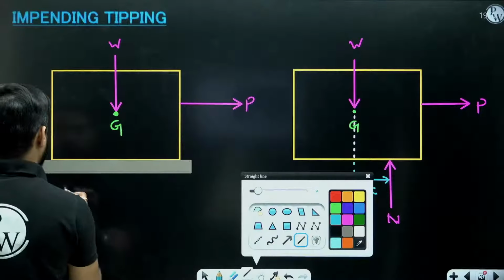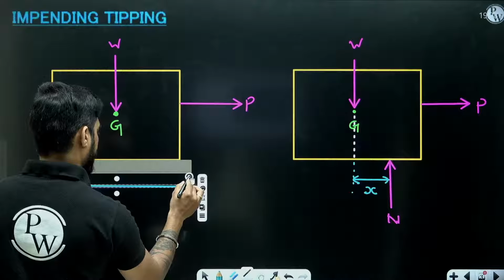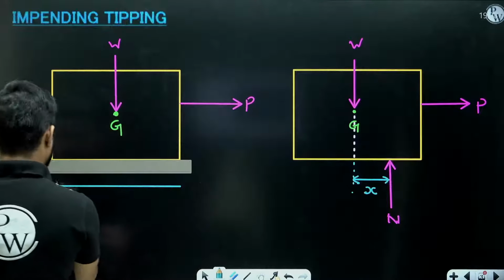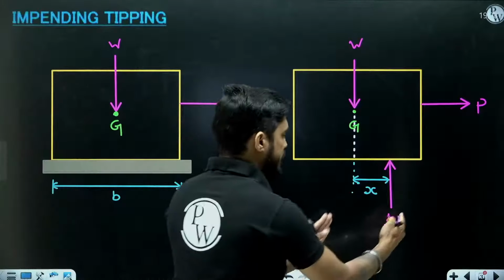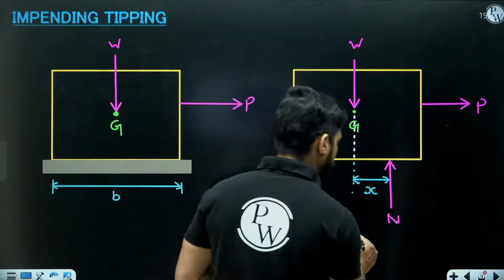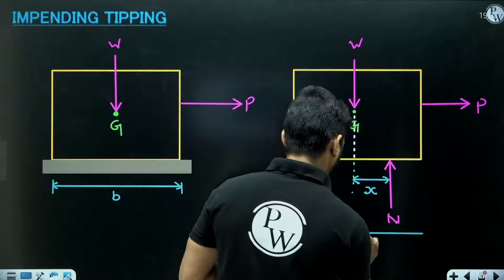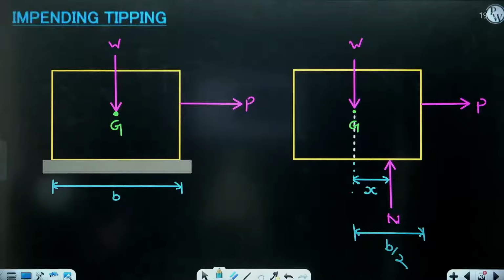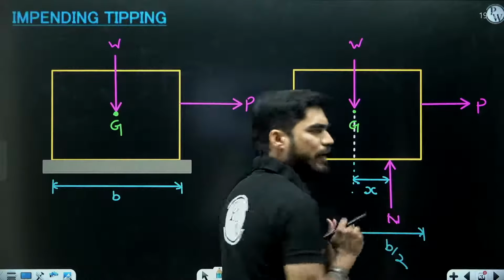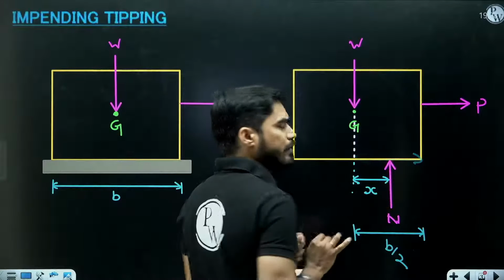Let's say the width of this block is B. So this is B by 2, right? From center to here, it is B by 2. This is B by 2. Now this x will be less than or equal to B by 2, right? This x can be maximum B by 2 or it will be less than B by 2.